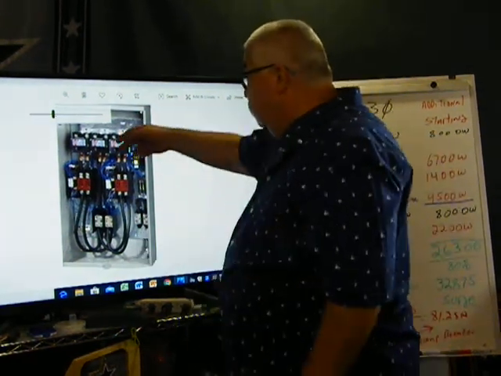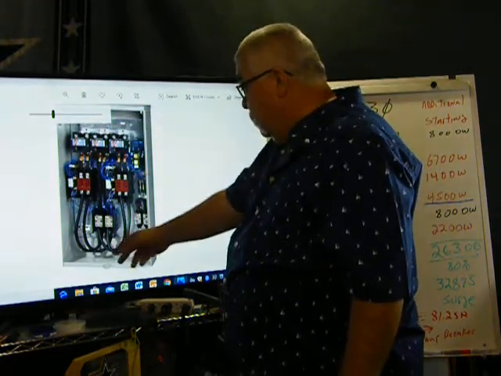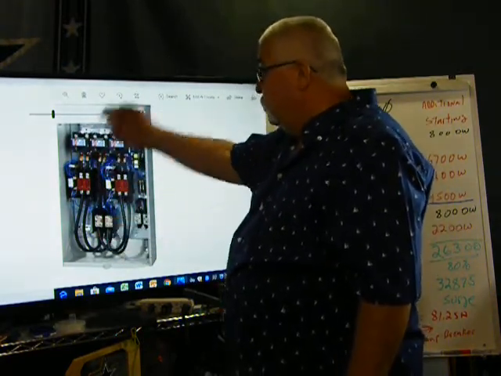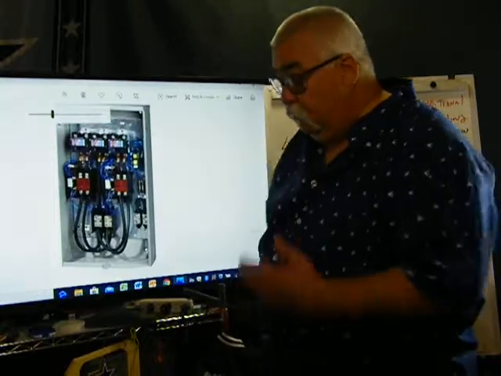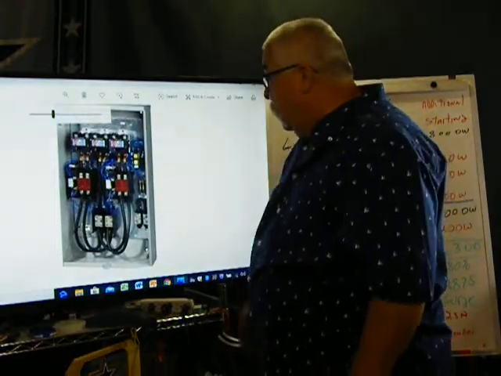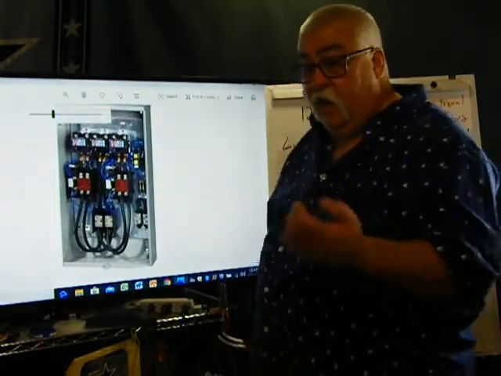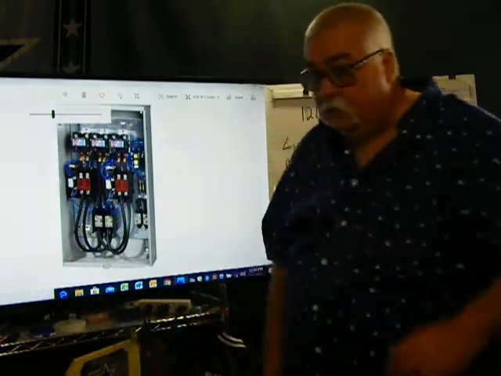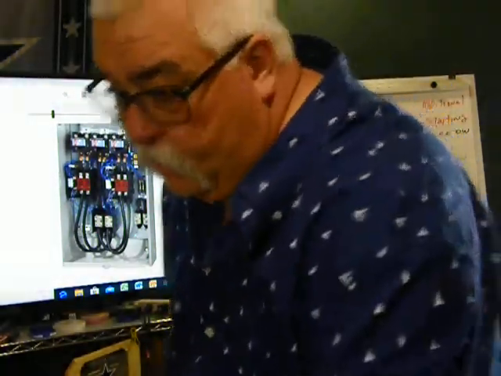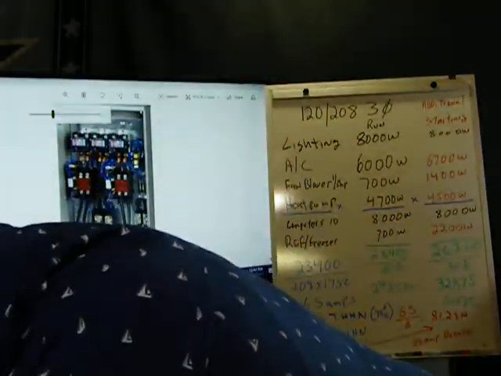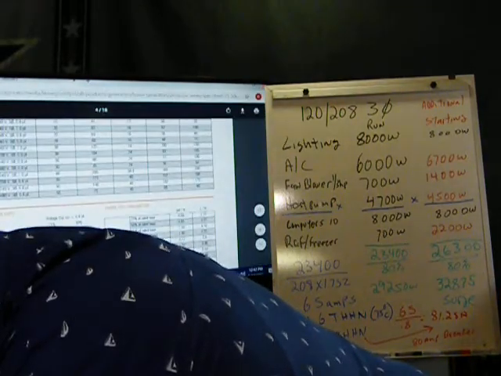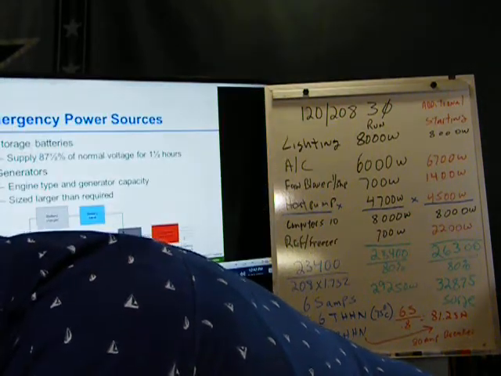So it would transfer over. Now my emergency power comes into here, brings my voltage to here, it goes to there, and it goes back to the panel. And then this is all done. So this would have the generator start and transfer. It's all automatic. I'll get to that in a bit.